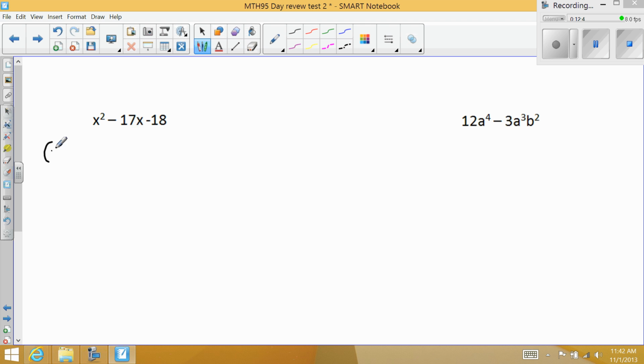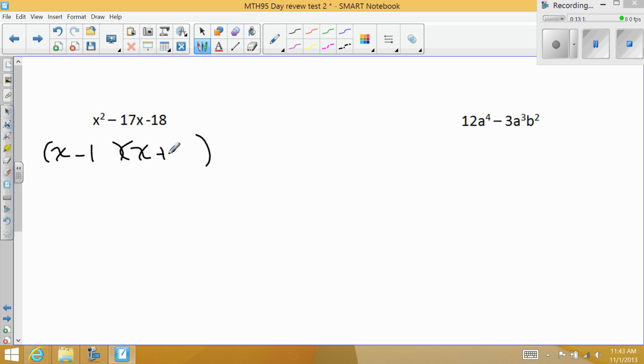I know x squared is going to factor to x times x. And then I can look at my negative 18 and think about what times what will multiply to negative 18. Negative 1 and 18, negative 2 and 9, negative 3 and 6. And then I'm going to take a look at my middle term here, my negative 17x. And I'm thinking the negative 1 and positive 18 look pretty promising. Let me go ahead and list a couple of these guesses out.